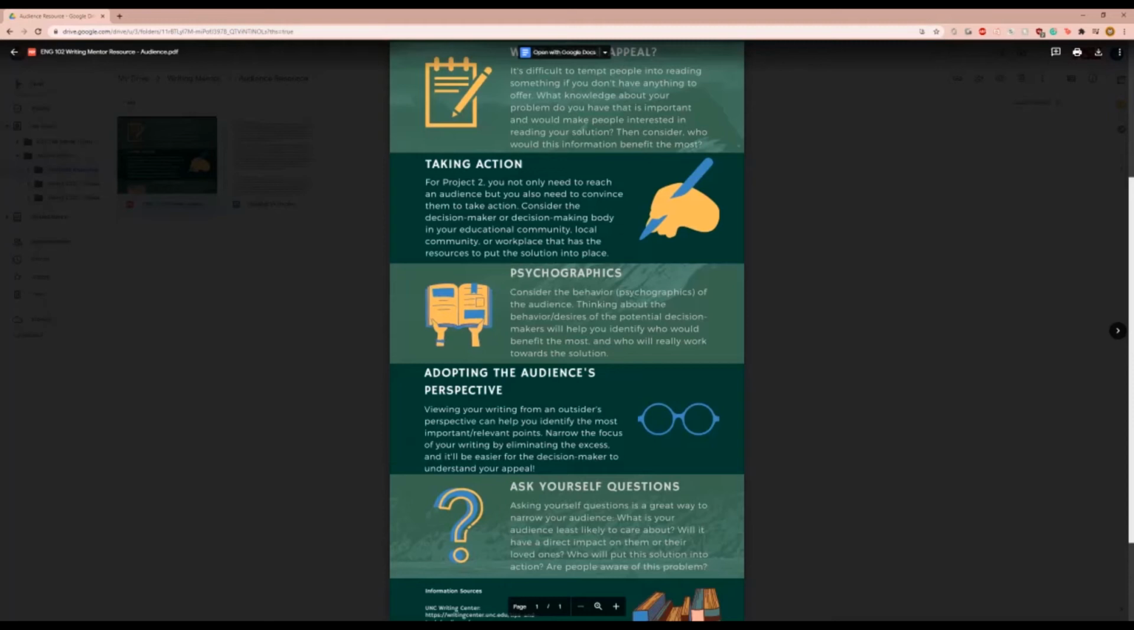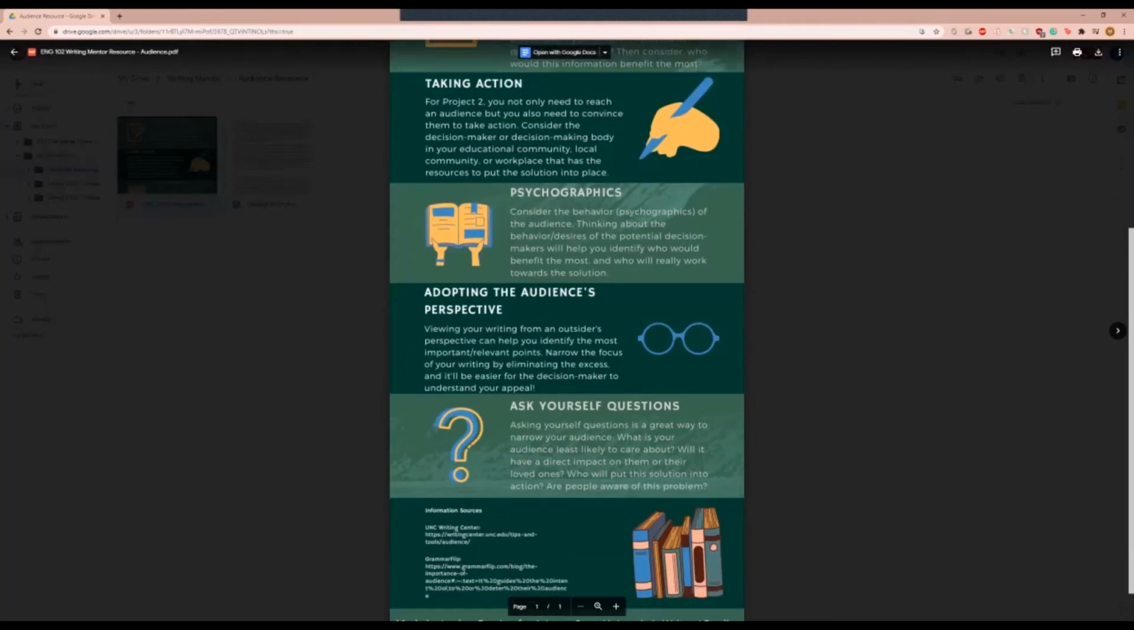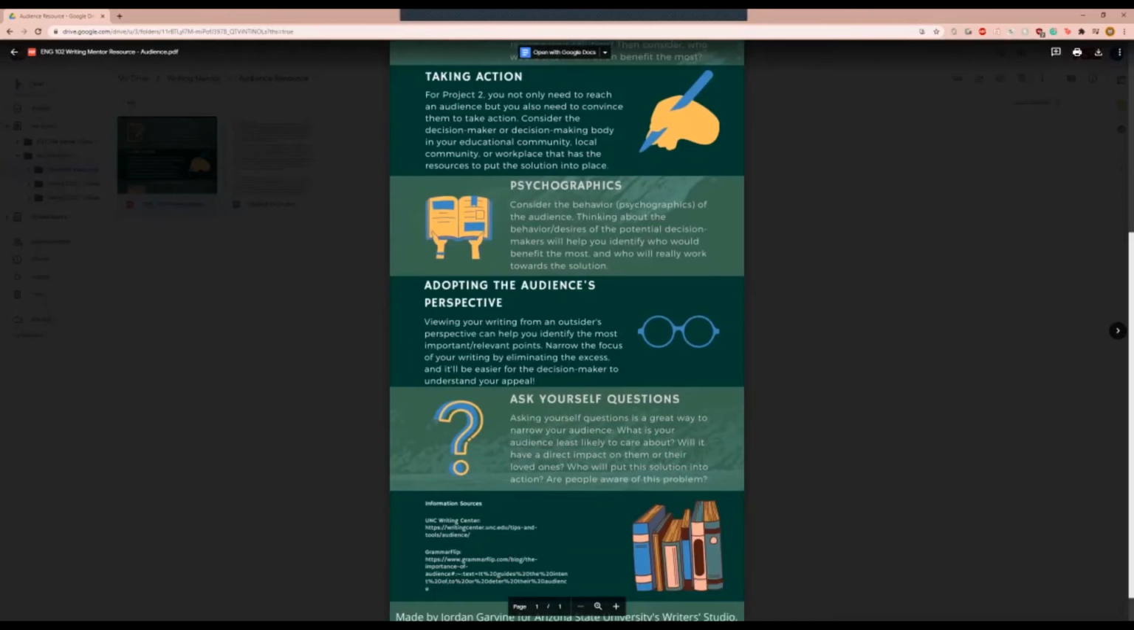And by eliminating that excess, you're making your proposal easier to read, which will then help the decision maker fully and truly understand your appeal and your proposal. And lastly, asking yourself questions is another way to narrow down your potential audiences.